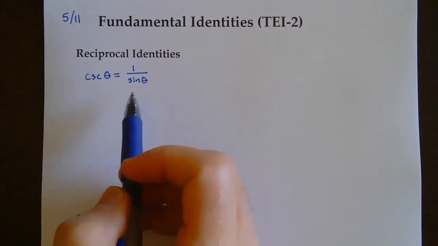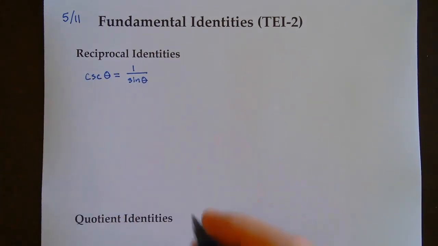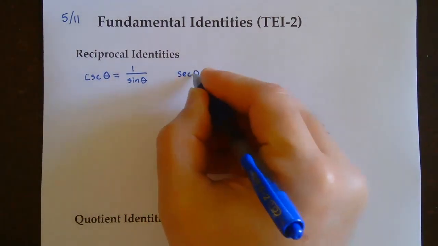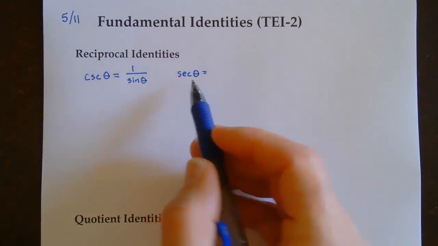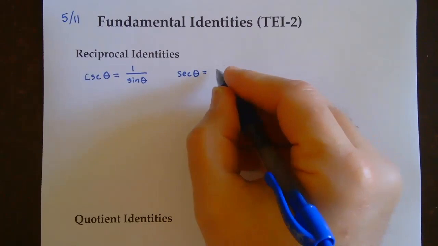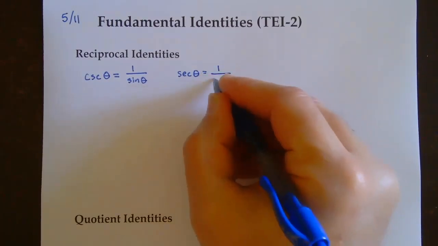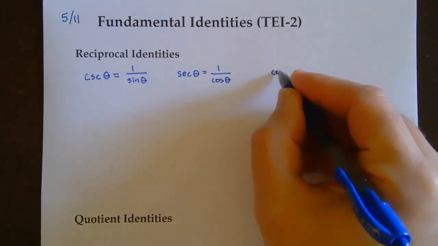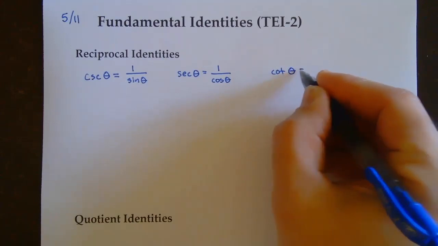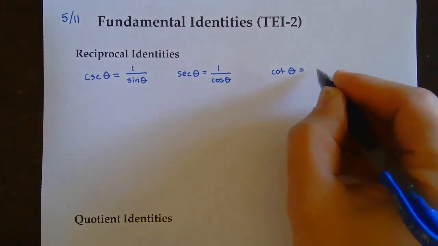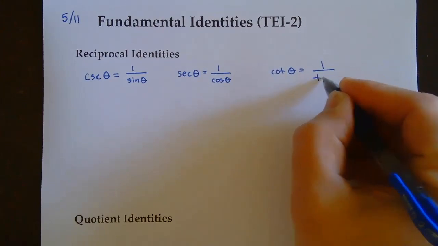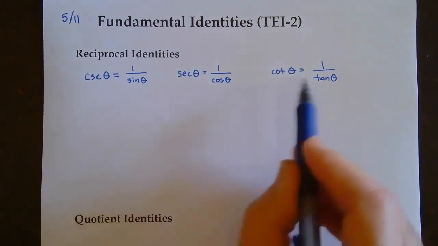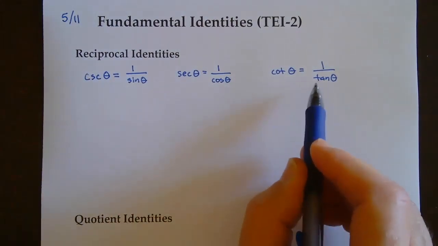I'm going to start with the two most important ones. You're going to see this happen a lot. And then secant theta is the reciprocal of cosine, so secant theta is the same as 1 over cosine of theta. Cotangent of theta is the same as the reciprocal of tan theta, so 1 over tan theta. We're not going to use this one very much. We use these two a lot, but occasionally we will use this one.